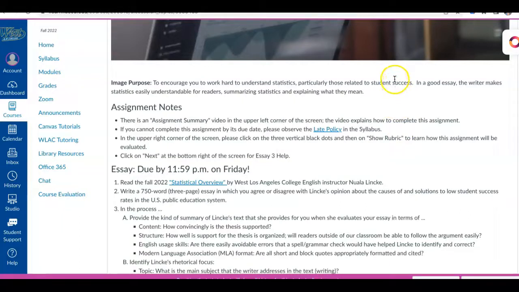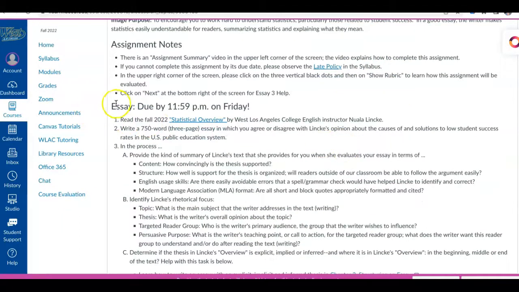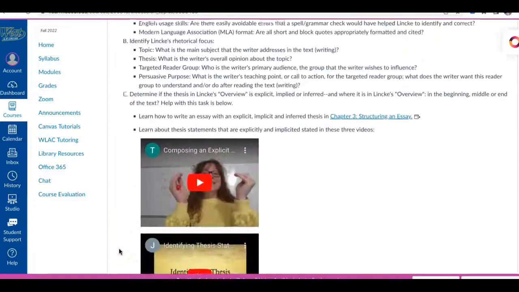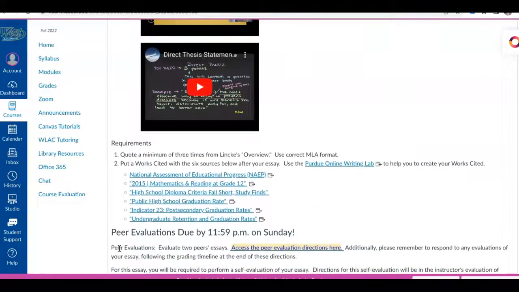All right. Scrolling down a little more, we have the essay due by 11:59 p.m. on Friday. The directions are here. Read them carefully, please. And below the essay, we have requirements for this assignment. You will need to create a works cited, and you will use the Purdue Online Writing Lab to help you. The Purdue Online Writing Lab has a works cited generator. The sources in your works cited will be these sources right here.